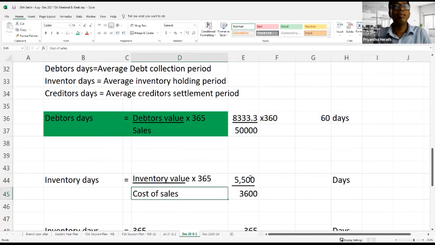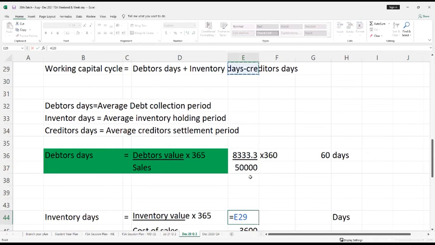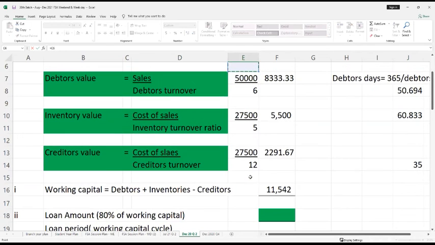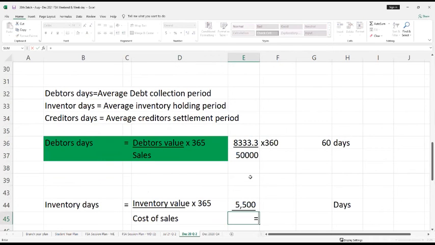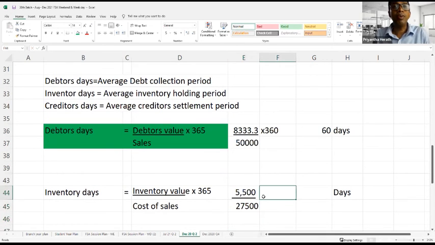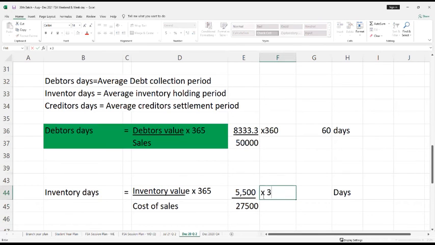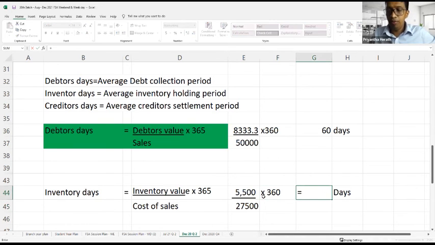Right. So inventory days. Inventory value divided by cost of sales. Inventory value is 5,500. And cost of sales 27,500. Into 365, again 360. 360 is clear, given in the question. Therefore, use 360. Let's calculate, divided by this into 360. 72 days.